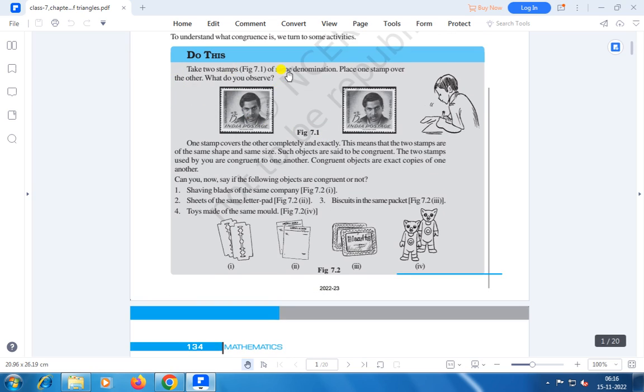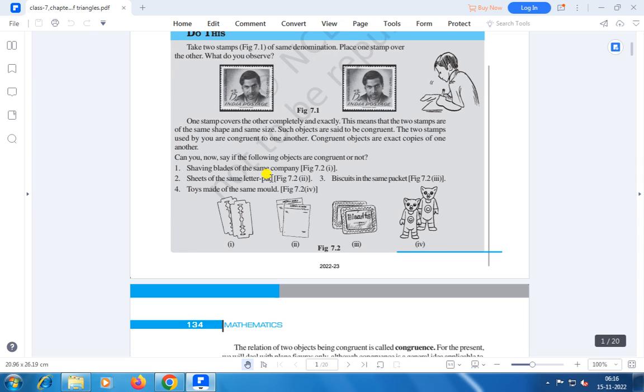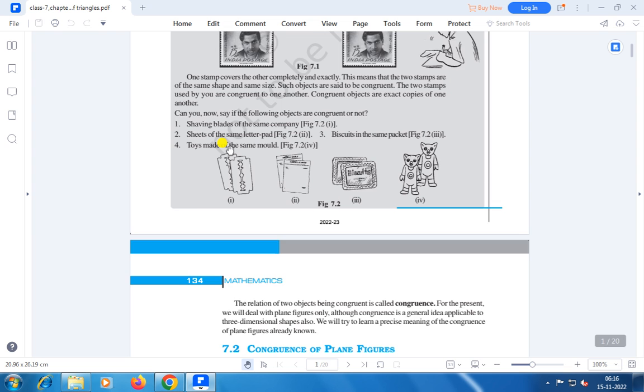Take two stamps of the same denomination and place one stamp over the other. What do you observe? One stamp covers the other completely and exactly. This means that the two stamps are of the same shape and same size. Such objects are said to be congruent. The two stamps used by you are congruent to one another. Congruent objects are exact copies of one another.